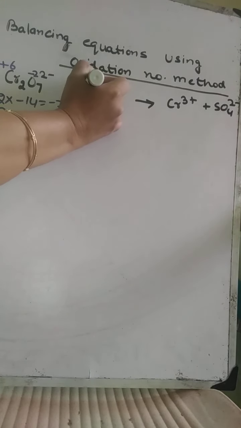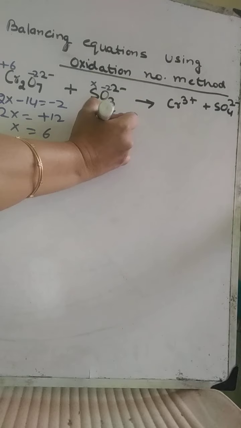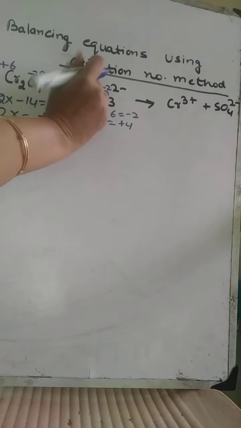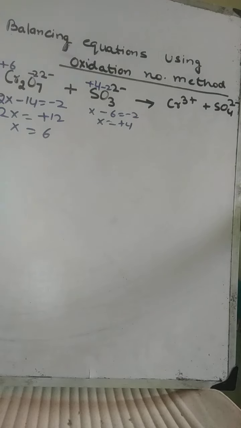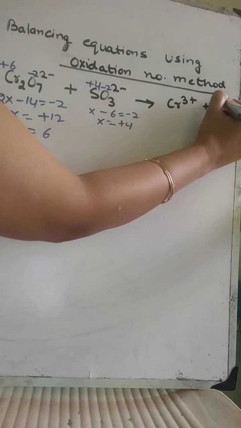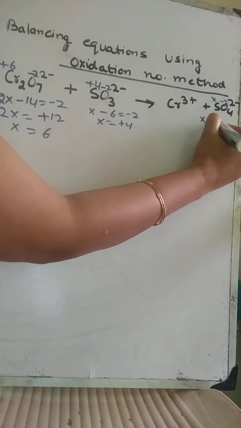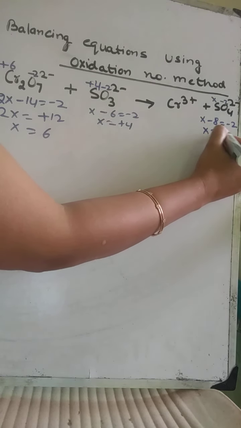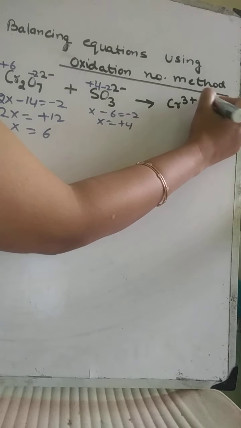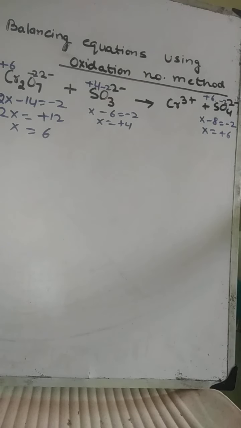In this also we will find the oxidation number of sulfur. x minus 6 is equal to -2, x is equal to plus 4. So write here plus 4. On the right side of the equation, we are already given the charge on chromium to be +3, so we leave it as such. But for this one, we will again find the oxidation state of S. So the equation will be x minus 8 equal to -2, or x is equal to plus 6. Up to here you write down the oxidation number of each and every element.